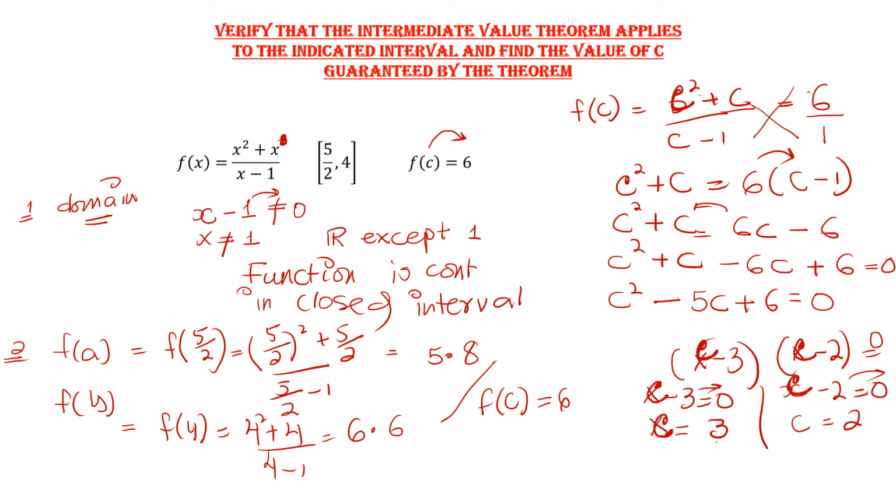Now check which c value lies between 2.5 and 4. So yes, c equals 3 is the correct answer. In the end, you will write c in the middle, a on the left-hand side, b on the right-hand side, because c is between a and b, and c is 3, whereas a is 2.5 and b is 4. So now you have verified the IVT, and that's all for today.